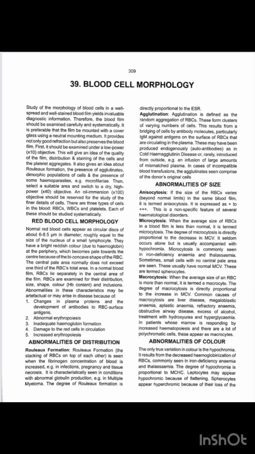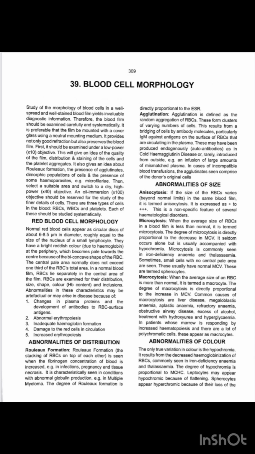These may be produced endogenously, either as autoantibodies, as in cold autoimmune hemolytic anemia or cold hemagglutinin disease, or rarely introduced from outside, for example, an infusion of a large amount of mismatched plasma. In the case of incompatible blood transfusions, the agglutinates seen comprise the donor's original red cells.